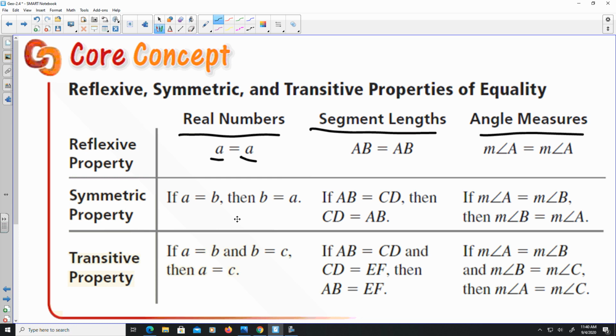Symmetric property is A equals B or B equals A. You just flip them. Same thing goes for segment lengths and angle measures. The transitive property is if A equals B and B equals C, then the transitive property can say that A equals C because it shares that value from B. You could almost make an argument that you could substitute A into B in the second equation, and that's how you get A equals C, but they give you a different property for that.